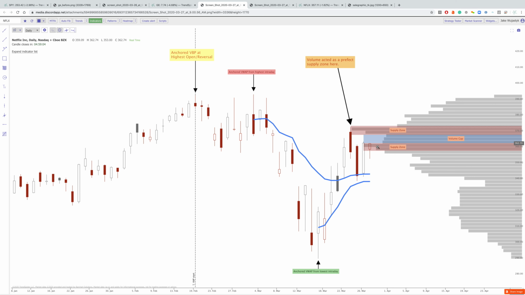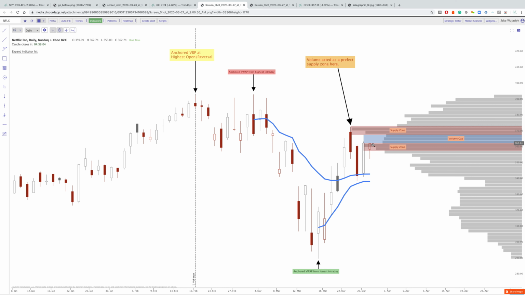I did note this as a supply zone because before, when we were down here, this was a supply zone, because remember, as I said, when the price is below this volume bar, it's a supply zone. And if you look at the intraday action, you'll see that Netflix had some trouble initially breaking through this supply zone. You kind of had to get through that wall of sellers. Once you got through that supply zone, you had this volume gap above.